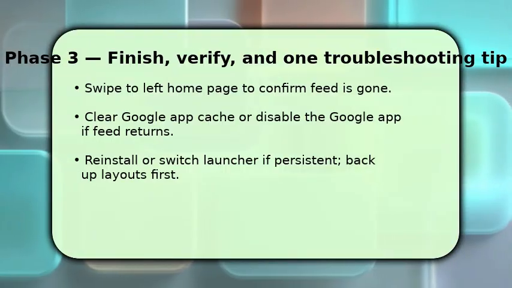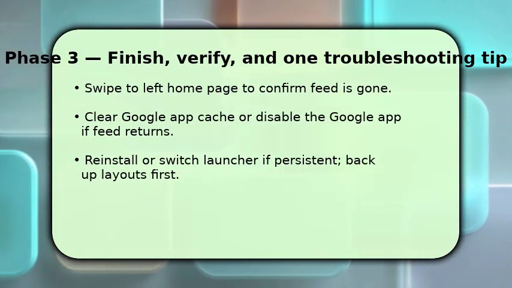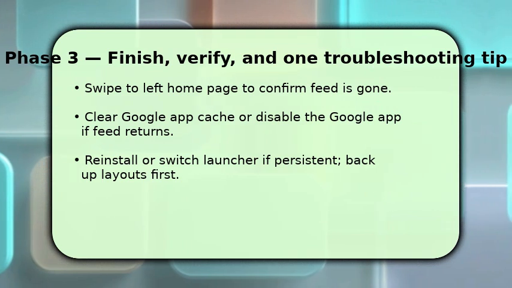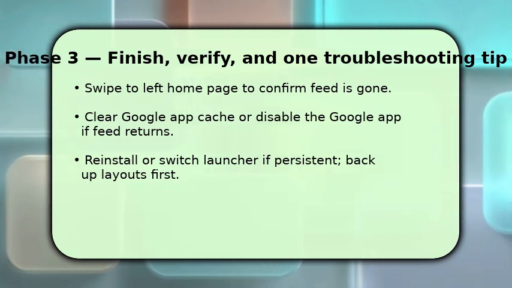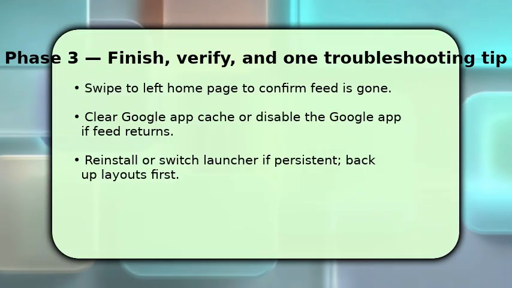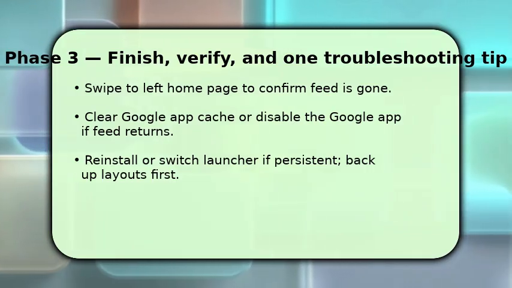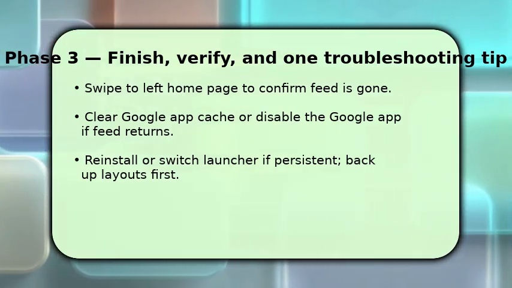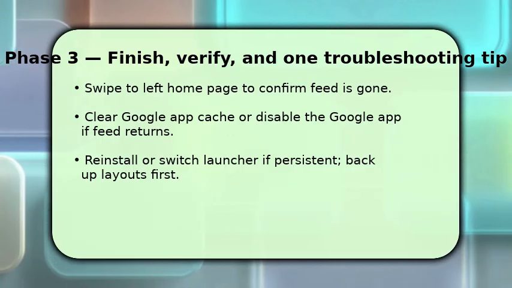Swipe to the leftmost home page to confirm the feed is gone, and test by opening apps and returning to home. If it reappears, clear the Google App Cache or temporarily disable the Google app in Settings to see if that stops it. Make sure to back up your home layout before making big changes.